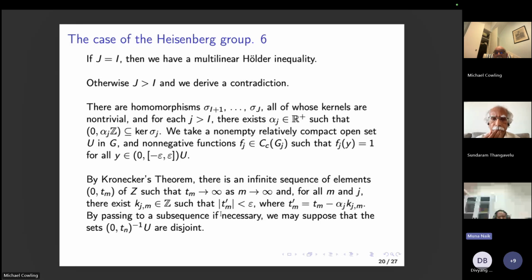But there is an n-dimensional Kronecker theorem also. So you cannot use that? Well, yeah, I'm not sure. Let's say that I haven't been able to work out how to deal with more general nilpotent groups.